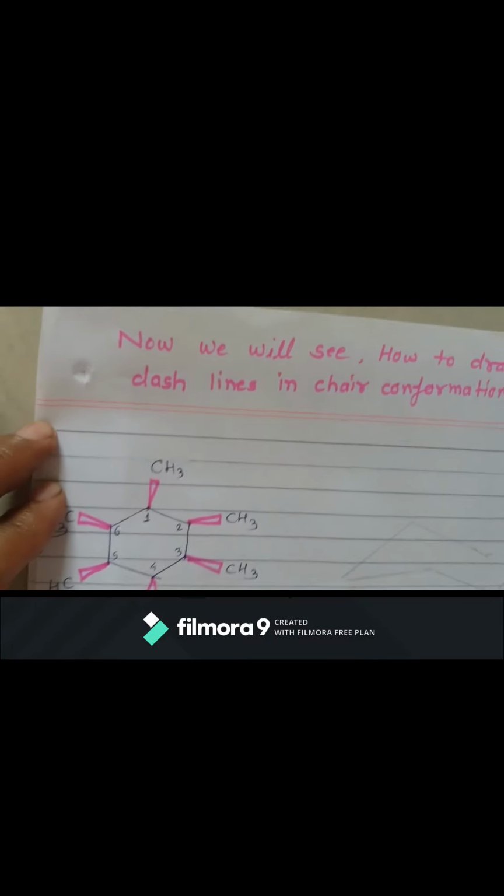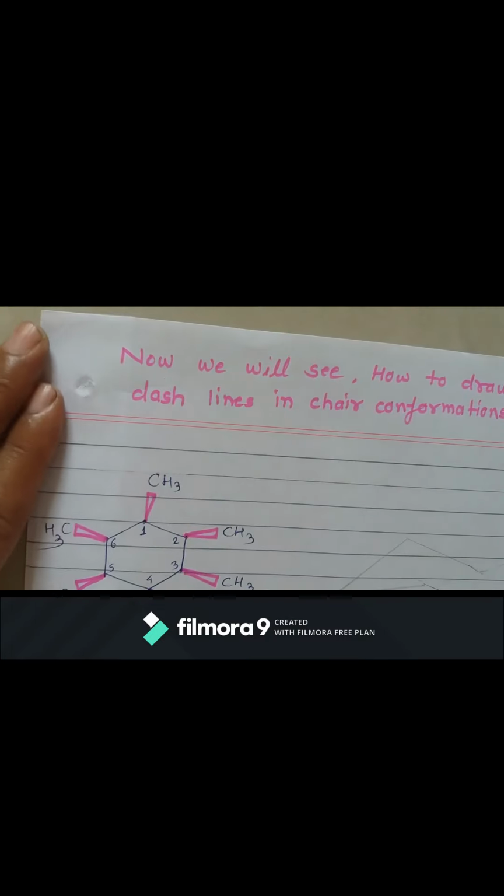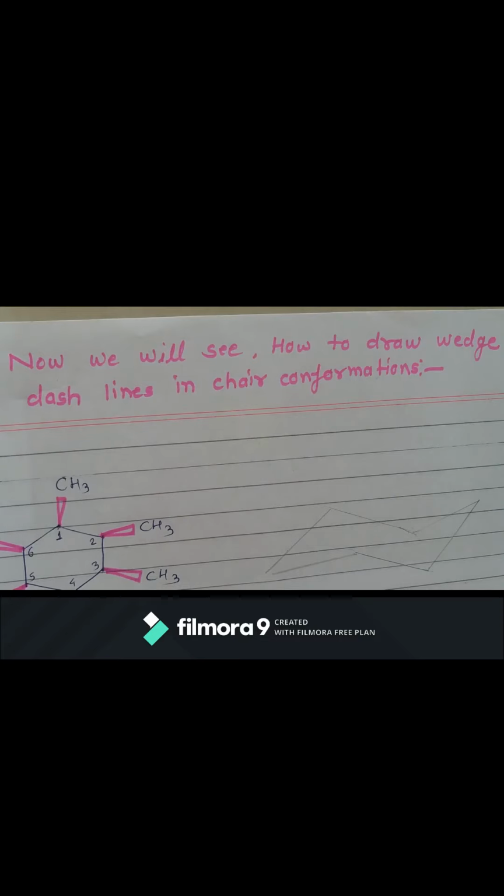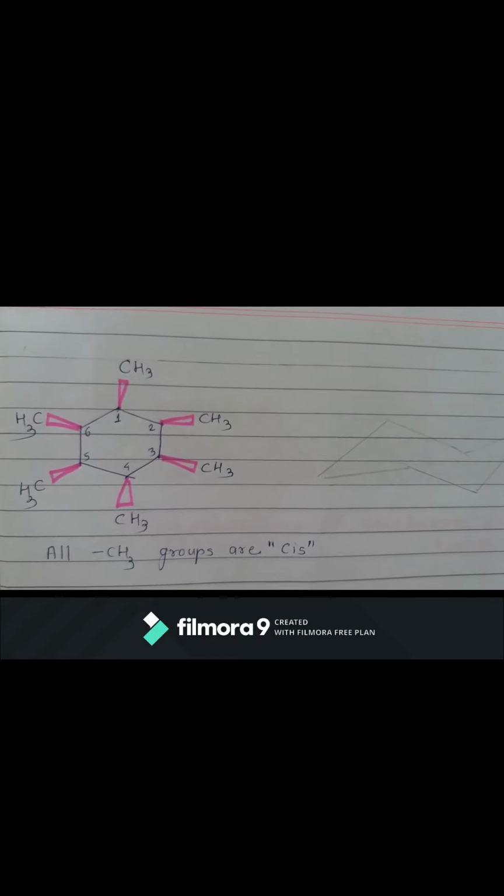Okay, so now we will shift to how to draw the wedge and dash lines in chair conformations. This is our first task: to learn how to draw the above-the-plane methyl groups and the below-the-plane methyl groups, which are present in the flat conformer of cyclohexane, in the chair.